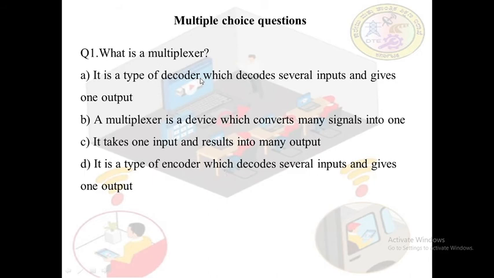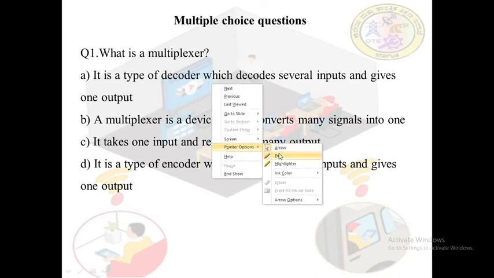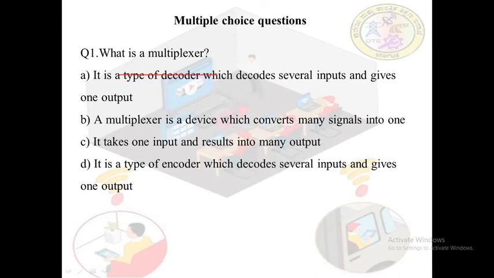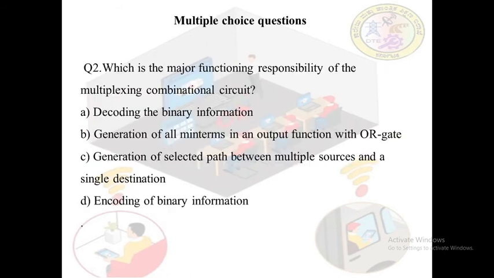Here you would have known the answer already. A multiplexer is not a decoder. Option A says it is a type of decoder, so this is not the right answer. A multiplexer is a device which converts many signals into one. This is the right answer. Option C: it takes one input and results in many outputs. This is the definition of a demultiplexer. Option D says it is a type of encoder. It is still wrong; it is not an encoder. So option B, a device which converts many signals into one, is the right answer.